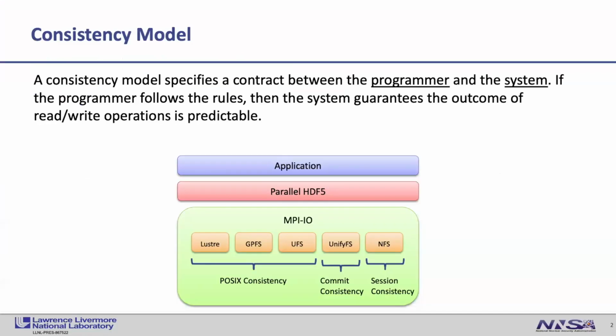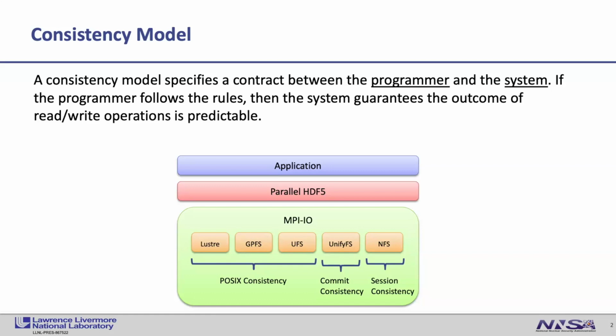A little bit of background on consistency models. I guess most of you are familiar with consistency models, consistency semantics. Essentially, a consistency model specifies a contract between the programmer and the system. If the programmer follows the rules of the system, then the system should guarantee that the outcome is predictable. For example, think about an HDF5 program. If you write an HDF5 program, you follow the rules of HDF5, and HDF5 makes sure that your data in the end is correct.